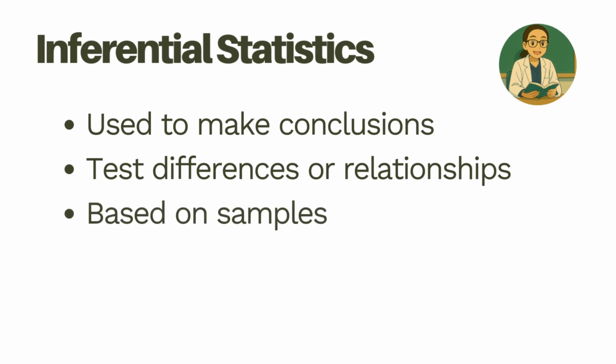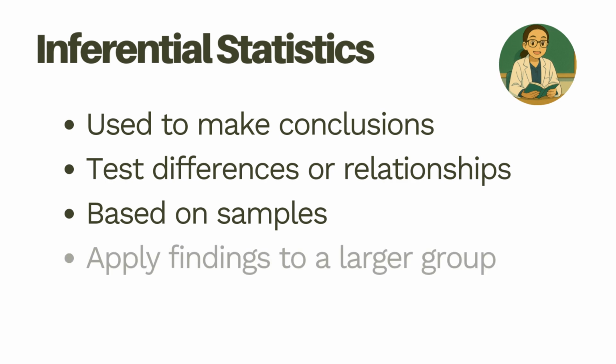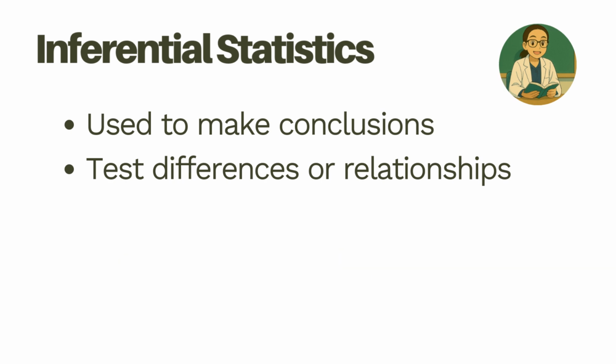Inferential statistics are usually applied to sample data. The results from the sample are then used to make conclusions about a larger group or population. For example, inferential statistics can help answer questions like, is there a difference between two groups? Is there a relationship between two variables? These statistics help researchers decide whether the results are meaningful or happened by chance.